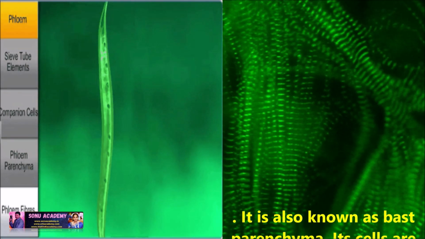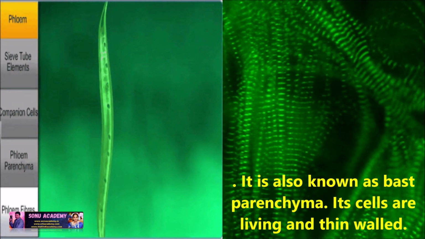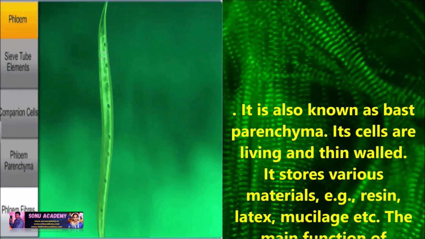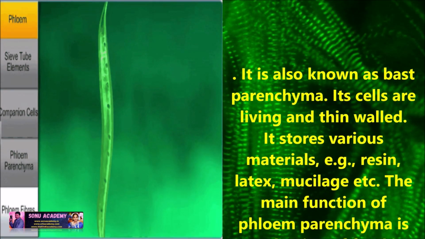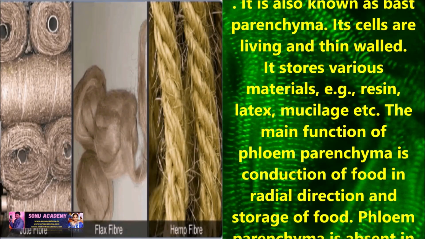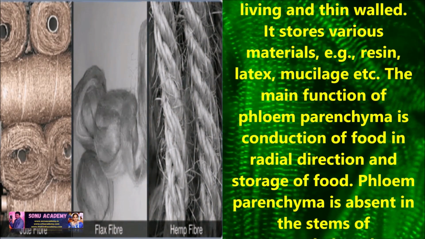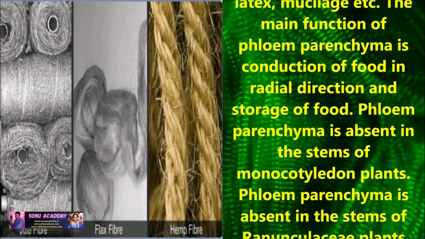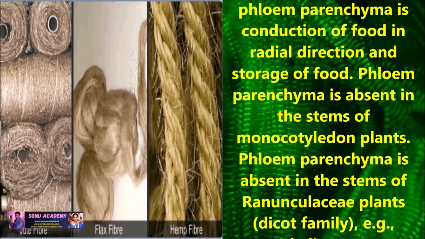Now let us discuss phloem parenchyma. The phloem parenchyma, also known as bast parenchyma, has cells that are living and thin-walled. It stores various materials, for example resin, latex, mucilage, etc. The main function of phloem parenchyma is conduction of food in radial direction and storage of food.